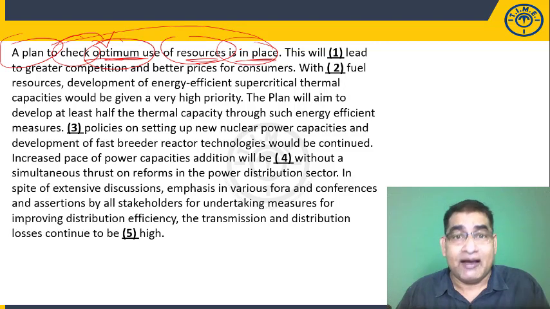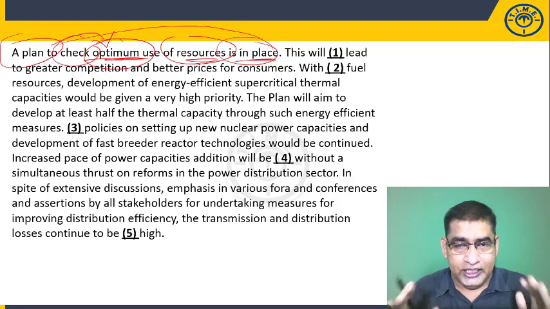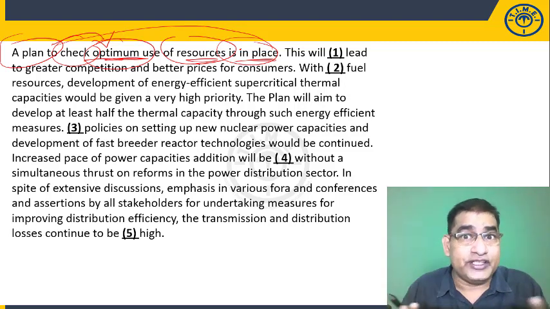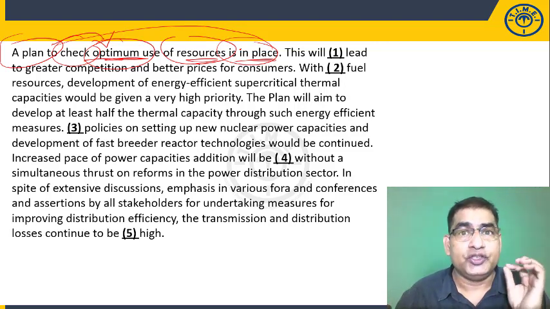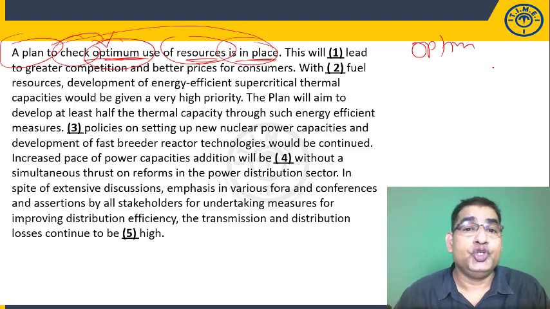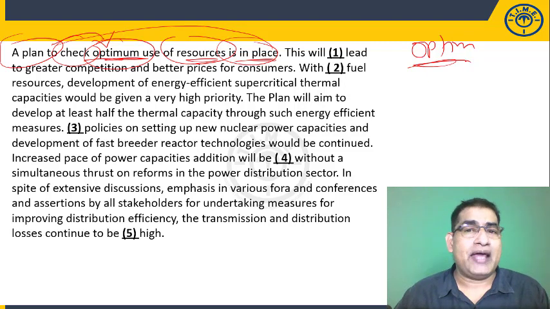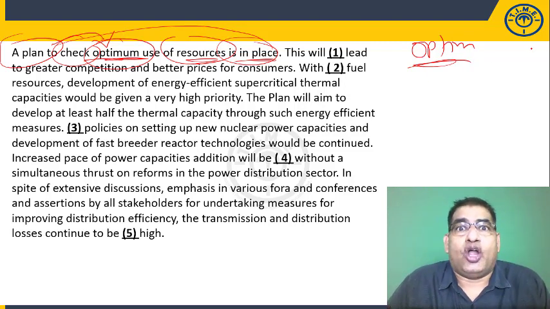So maybe the government, maybe the authority in charge has put in place a plan to see if best possible use of resources is happening or not. That's what we understand from the first para. So the topic or the context is that of optimum use of resources and a plan regarding that. So if such a plan is there, what will happen? Obviously things will be all right, right?